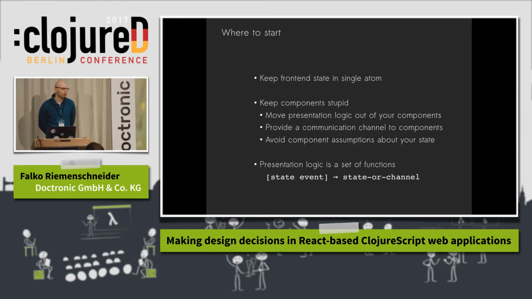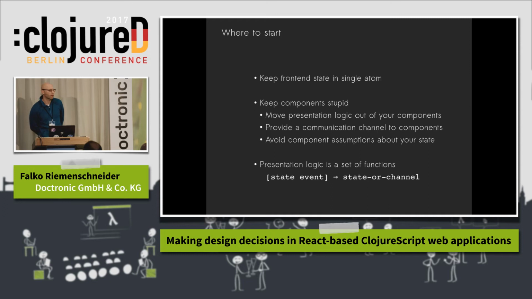And furthermore, you want to avoid any assumptions that your components make about their environment. For example, they should not know exactly where they look at in the state. They should not know where exactly they communicate to. The more you are able to reduce the assumptions that your components make about their environment, the easier it gets to reuse them in some other places that you did not anticipate in the first case.